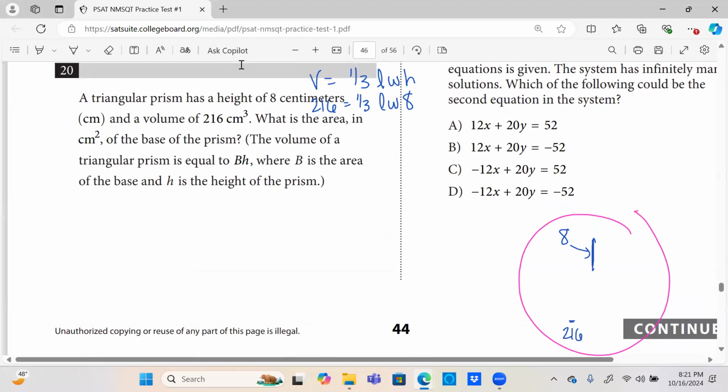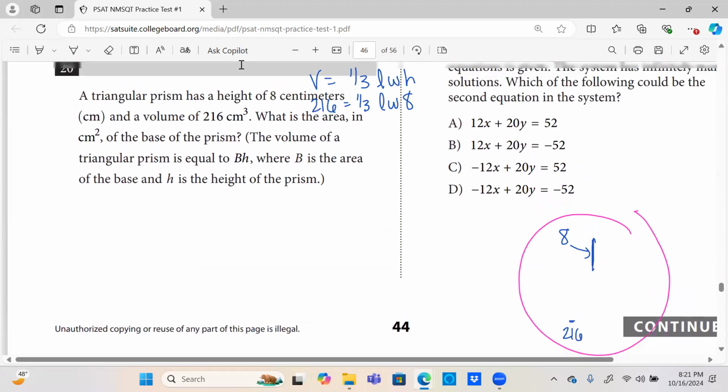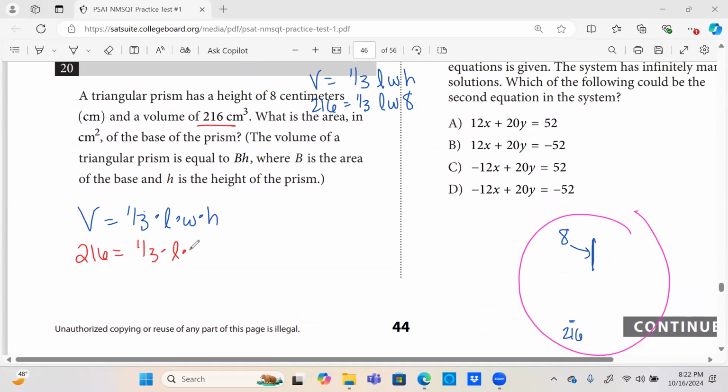There we go, number 20. Let me just rewrite that. So we know that volume is 1/3 length times width times height, and they told us the volume is 216. We're going to keep the 1/3, keep the length, keep the width, and they told us the height is 8. Okay, so what is the area of the base?